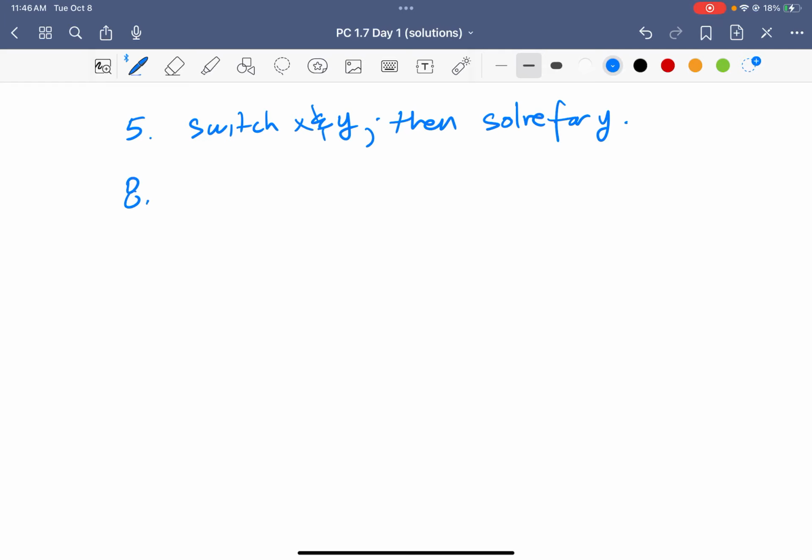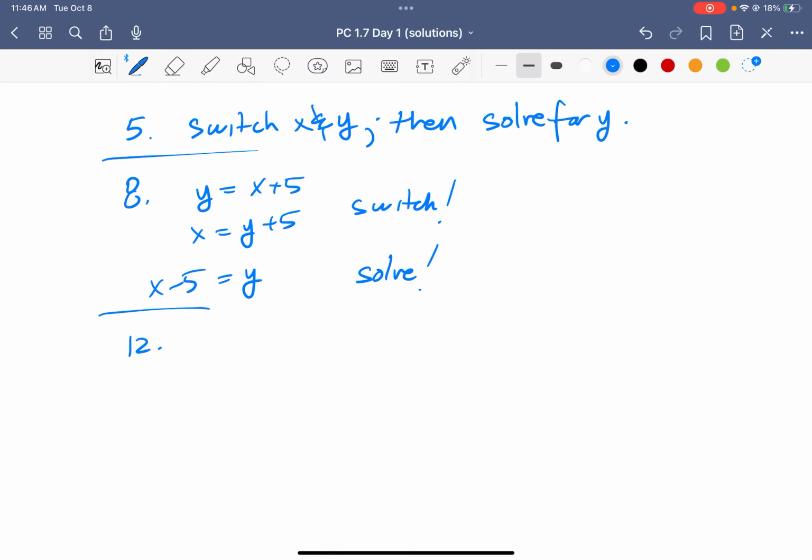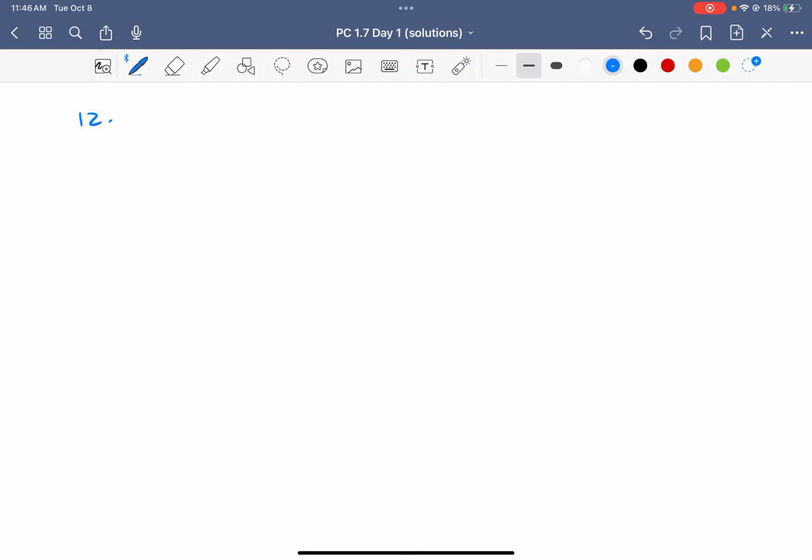So for 8, we are finding the inverse. If y is equal to x plus 5, we're going to switch, which is this, and then solve, which gets us x minus 5 is equal to y. That's number 8. Number 12 is going to take a little bit more room. I'm going to come over here and say number 12.